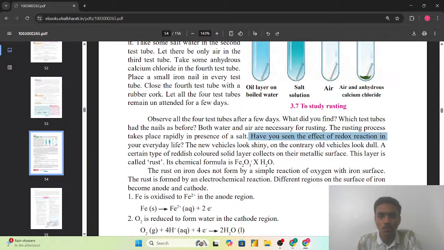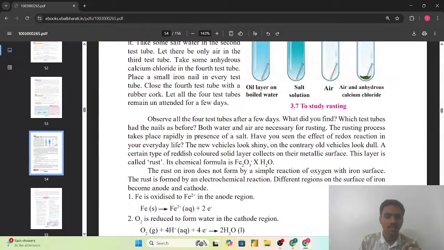Have you seen the effect of redox reaction in your daily life? The new vehicles look shiny, on contrary old vehicles look dull. मतलब जो नए जो व्हीकल्स होते हैं, नई जो गाड़ियां होती हैं, वो शाइनी दिखती हैं as compared with the old vehicles. So ऐसा क्यों होता है?